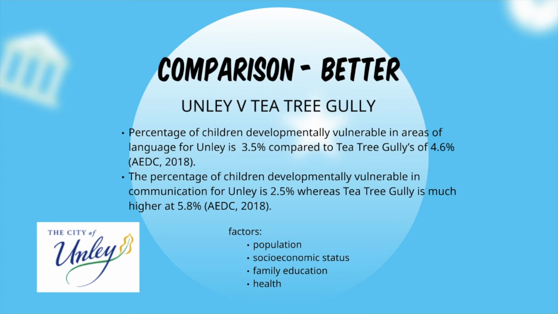Learning disabilities may also impact a child's language and communication skills. Unley in 2018 had 10 children with special needs status and 34 requiring assistance, while Tea Tree Gully had 70 with special needs and 138 requiring extra assistance. Evidently, the high percentage of children with special needs contributes to Tea Tree Gully's communication vulnerabilities.